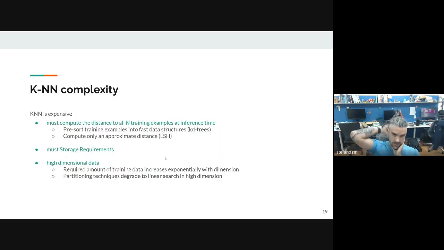As we said, it's very computationally expensive, so people figure out different ways to speed this up. More famously would be KD trees. If you have some background in computer science, you will know what KD trees are.